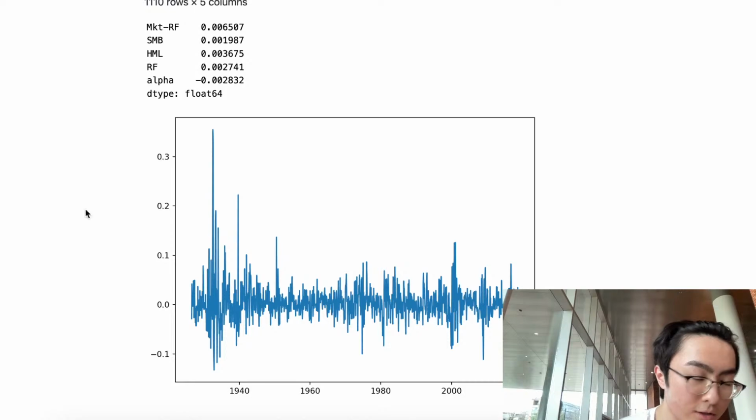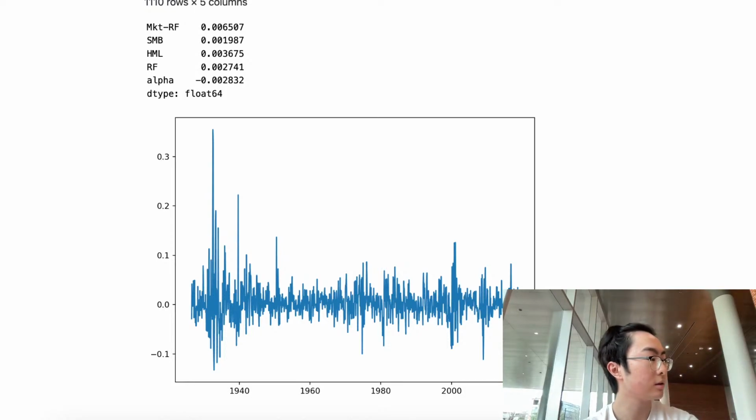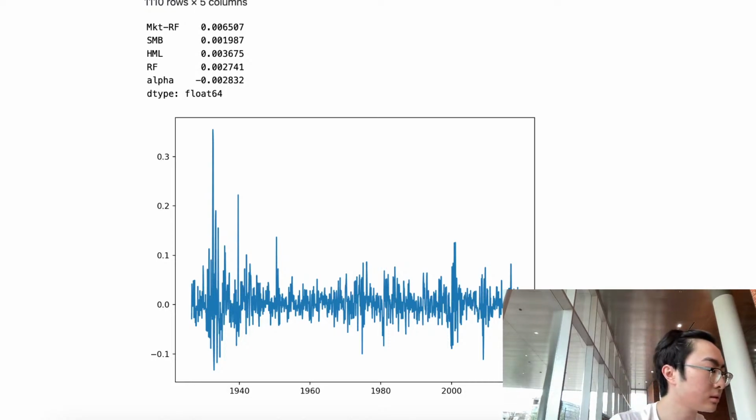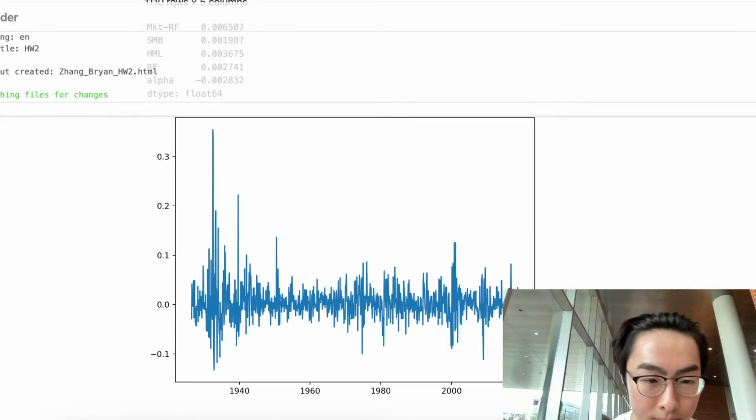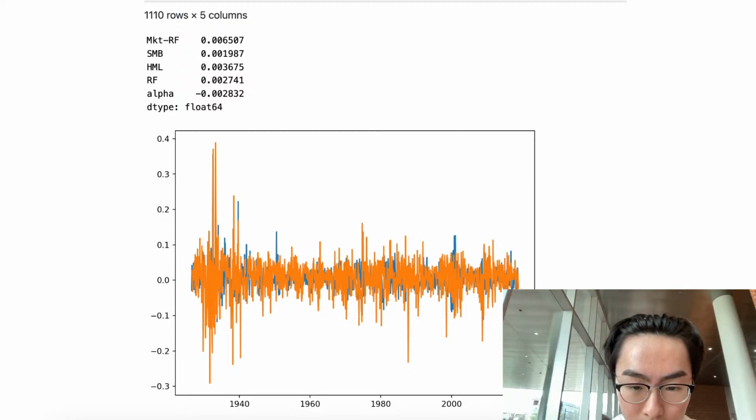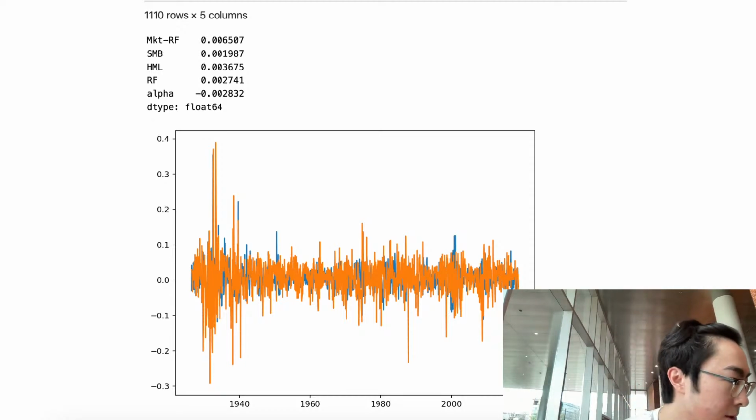Okay, so this is just the monthly returns. Let's maybe take a look at if we can plot... What if you just don't do well on MKT, how does RF help you? Right, and then maybe it'll be easier for us to do cumulative returns too.